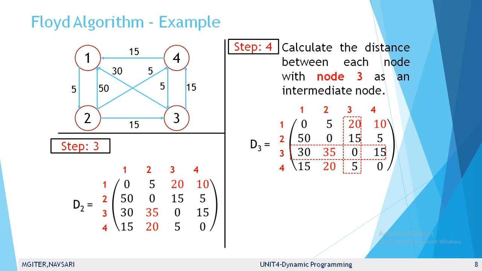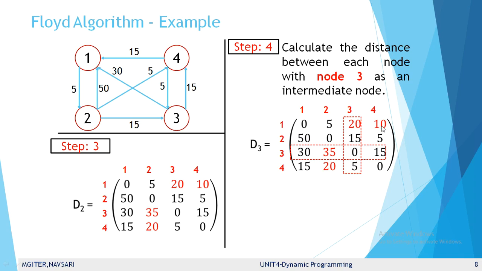Now we check for node 1. For node 1, 1 to 2. The edge 1 to 2 is 5. Now we check for intermediate vertex 3. 1 to 2 is 5, but via intermediate vertex 3, 1 to 3 is 20 plus 3 to 2, which is 15. 20 plus 15 is 35. So 35 is greater than 5, so no need to change.